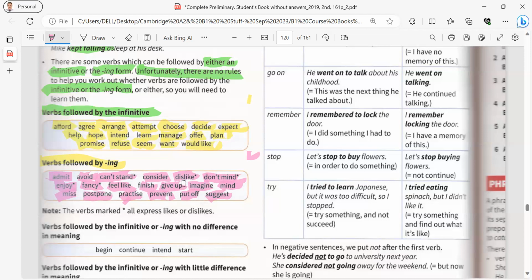I admit, for example, committing the accident. I avoid overspeeding. I can't stand eating ice cream. I consider sleeping late tonight. I dislike sailing. I don't mind using yellow color, for example, and so on, you know.